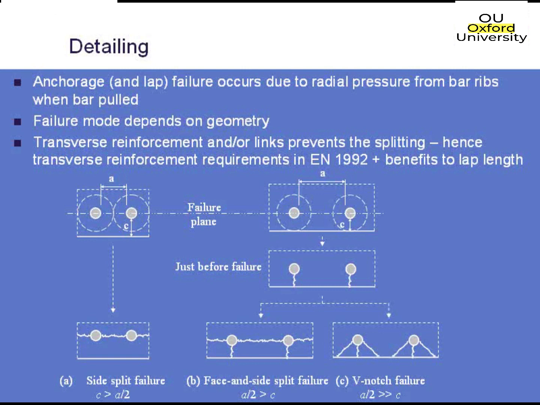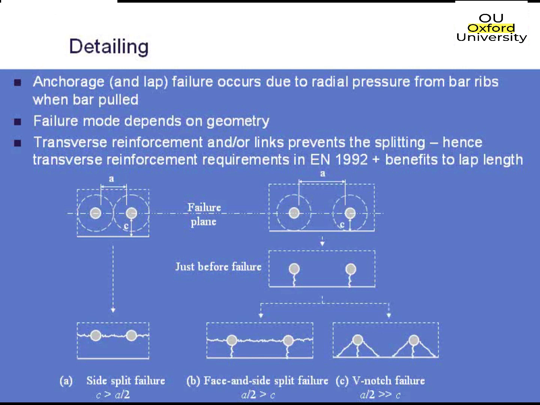And if A divided by 2 is just slightly bigger than C, after those vertical cracks start forming, you'll end up with horizontal cracks forming and then the concrete spalling off. If you've got a situation where A divided by 2 is a lot greater than the cover, then you'll instead end up with these vertical cracks forming. But instead of the horizontal crack forming, you'll end up with cracks forming at 45 degrees away from the bar, and that piece of concrete falling off locally, again exposing the reinforcement.